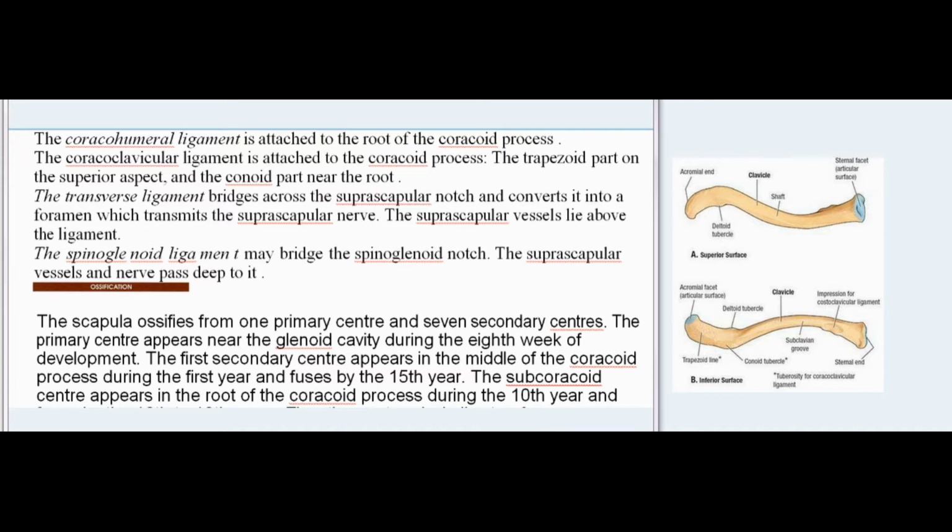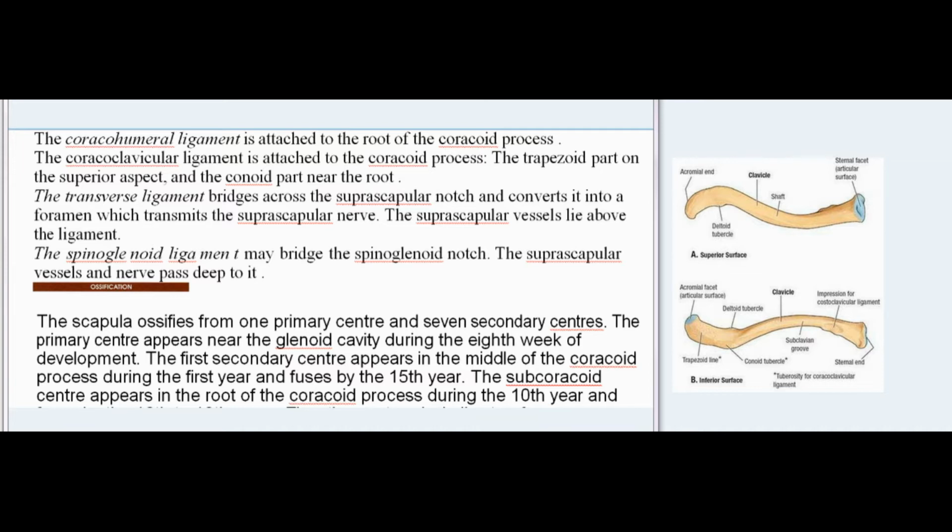The coracoclavicular ligament is attached to the coracoid process, the trapezoid part on the superior aspect, and the conoid part near the root. The transverse ligament bridges across the suprascapular notch and converts it into a foramen which transmits the suprascapular nerve. The suprascapular vessels lie above the ligament. The spinoglenoid ligament may bridge the spinoglenoid notch. The suprascapular vessels and nerve pass deep to it.